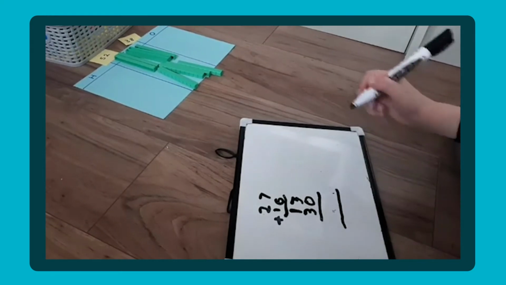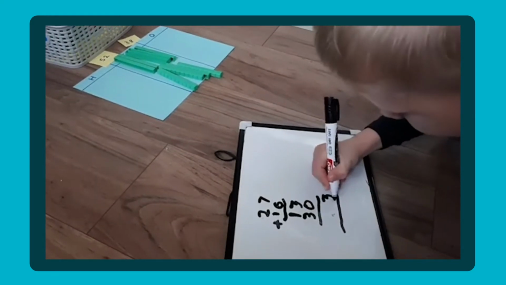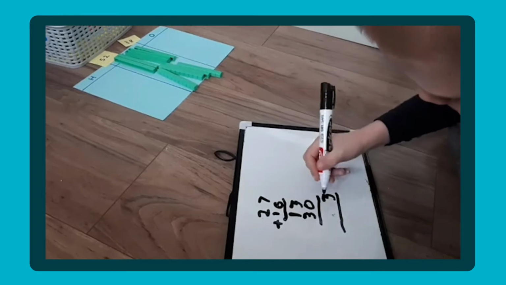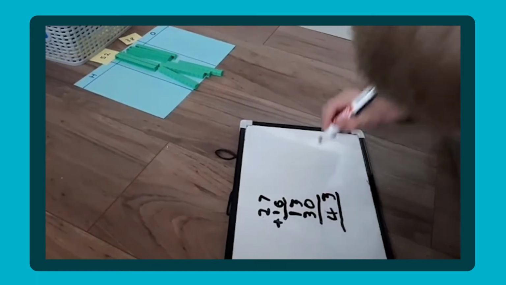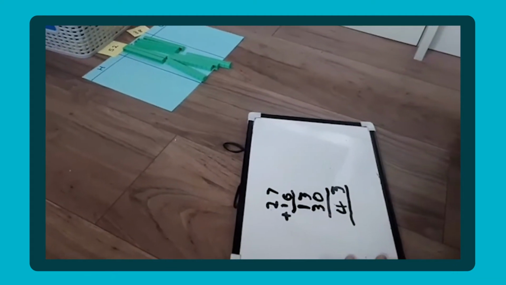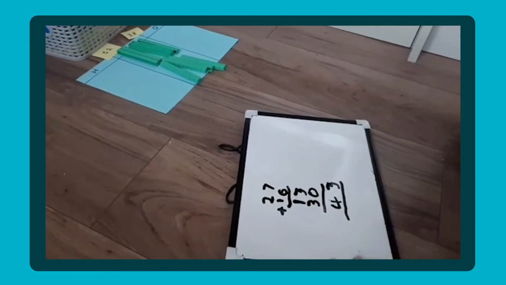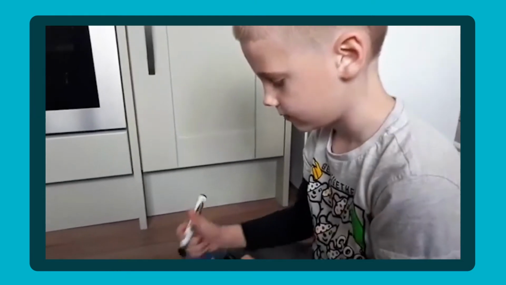Now I need to do. Then we add it up, don't we? The two calculations we've just done, because you added your ones together and you added your tens together. And then what does it make? What does 27 add 16 make? 43. Shall we do another one?